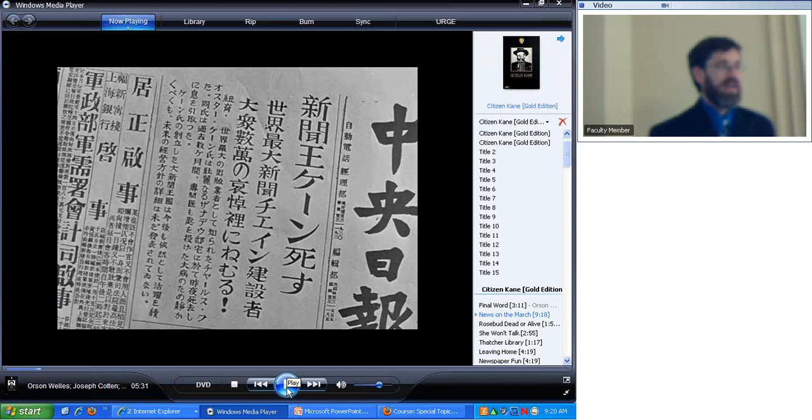Notice that it's happening in all these different languages. Of course, the idea is maybe seeing like a lot of the newspapers.